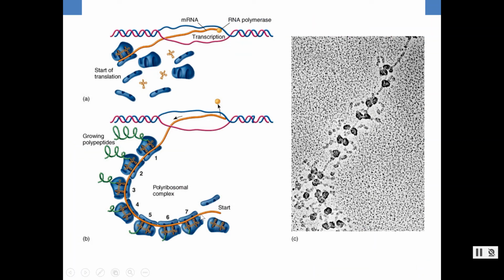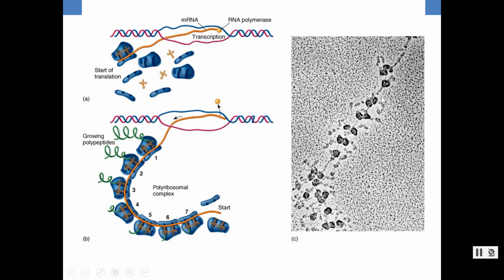So you can get multiple ribosomes. This is called a polyribosomal complex. You can get multiple ribosomes translating the same mRNA. And you can see that green growing polypeptide chain, and as the ribosomes get further, the polypeptide chain gets longer. What's it looking for to stop? Where does translation stop? The stop codon, that's right. So it will continue until translation stops.